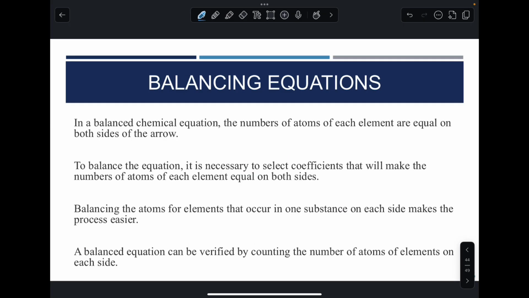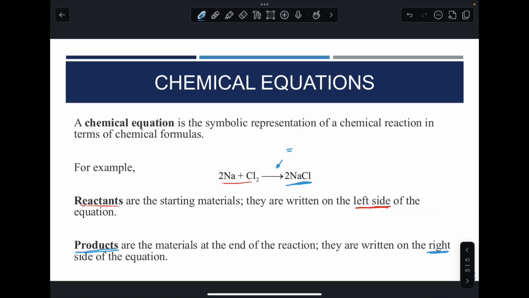So the key to being able to understand these equations is how they are balanced. What's important here is that the numbers of atoms of each element are going to be equal on both sides of the arrow. If we look back to this equation, we can see that over here we have two Na's and two Cl's. I'll get to what these numbers mean in just a moment. But over on this side, we also have two Na's and two Cl's. So this would be considered a balanced reaction.